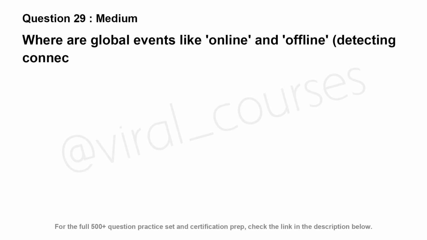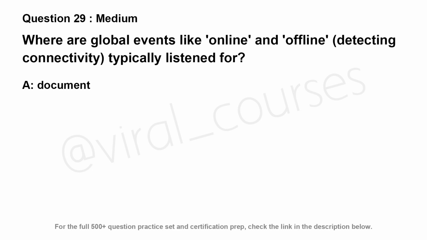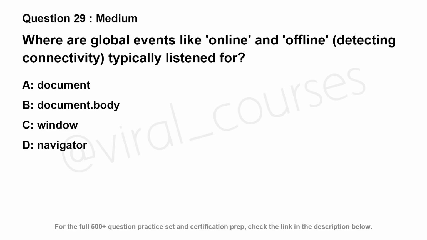Where are global events like online and offline, detecting connectivity, typically listened for? Option A. document. Option B. document.body. Option C. window. Option D. navigator.